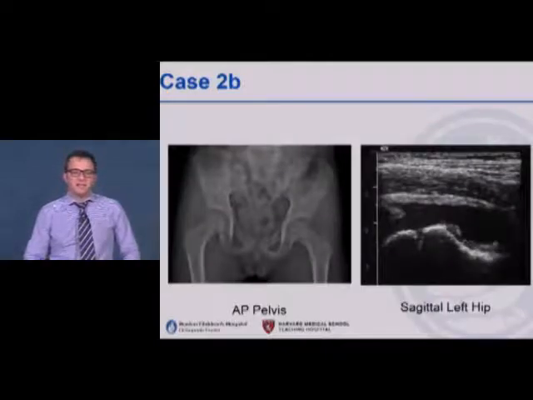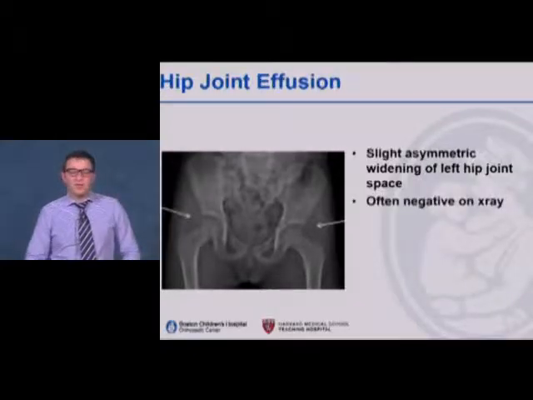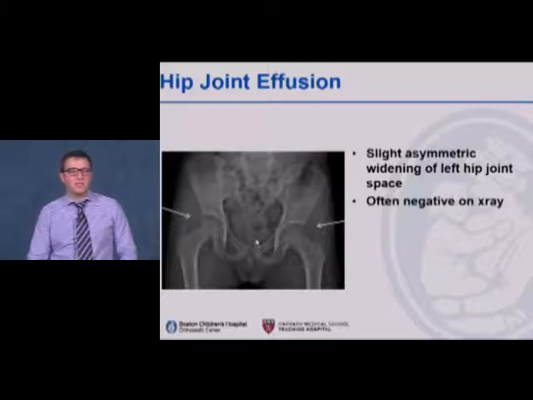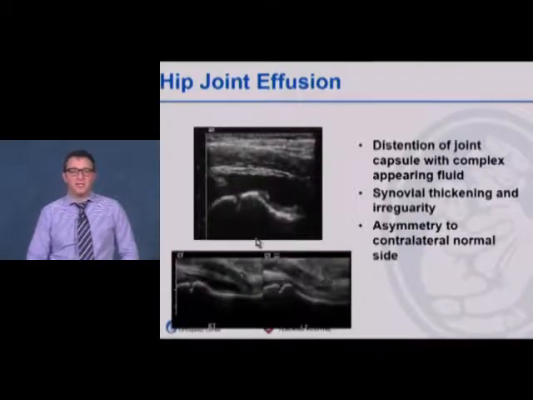So these are the X-ray and ultrasound of this patient who's presenting with a 3-day history of limp. And when you look at the X-ray, it's really hard when you're trying to diagnose a hip joint effusion to see anything on X-ray. There's maybe a little bit of asymmetry here between this side and this side, but it's very subtle. And most of the time an effusion is negative on X-rays. But the ultrasound is your money test. You can really see a difference.